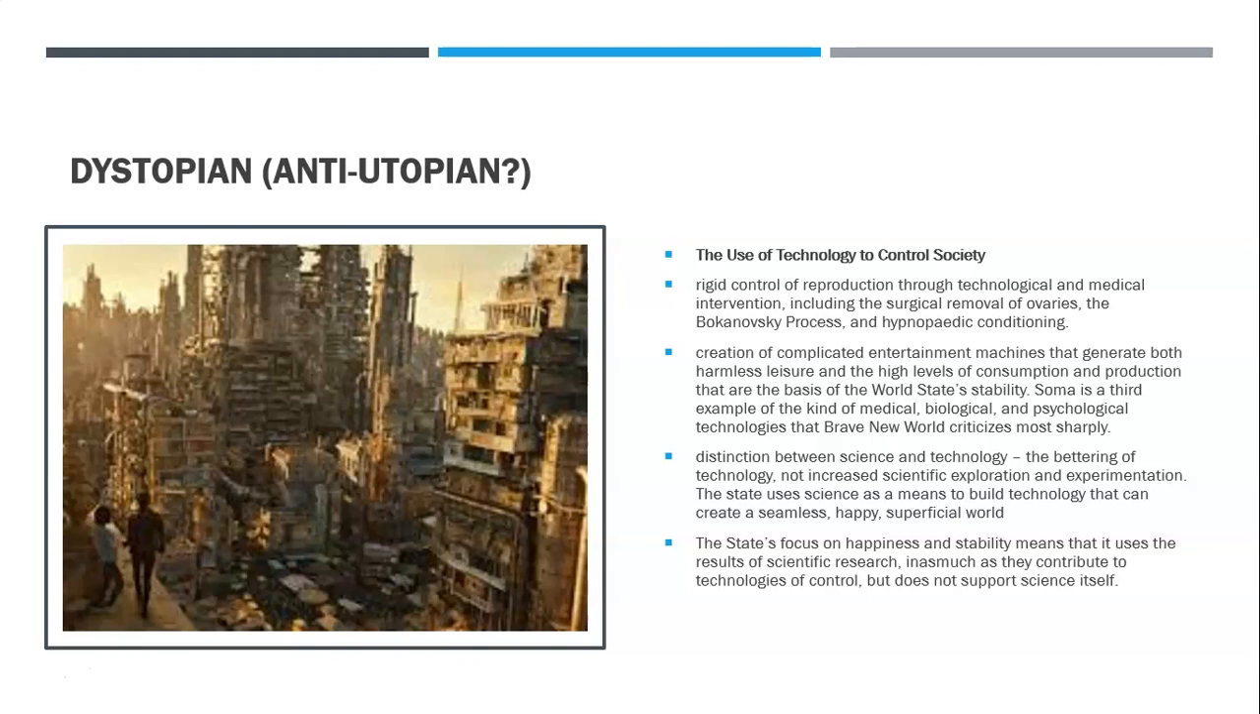There's a real distinction between science and technology. So the bettering of technology does not necessarily increase scientific exploration and experimentation. The state actually uses science as a means to build technology that creates sort of a seamless, superficial world. The state's focus also on happiness and stability means it uses the results of scientific research more to contribute to technologies of control, but it does not actually support the science itself.